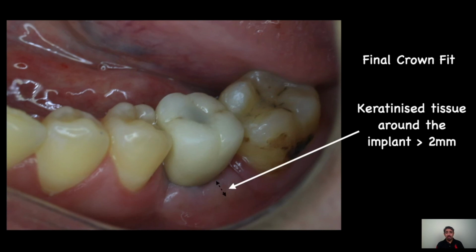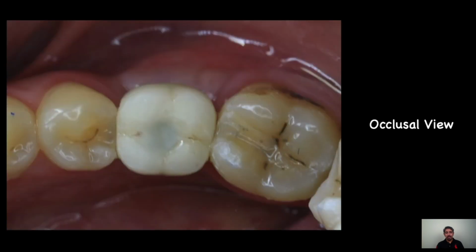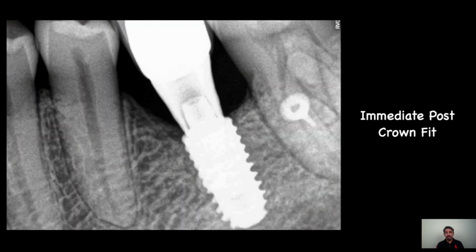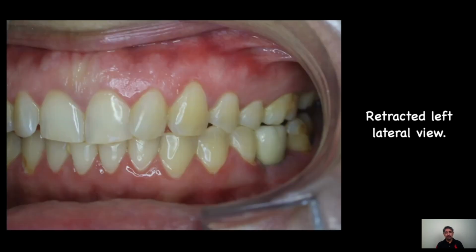This is what it looks like, and it actually shows a good amount of keratinized tissue around the implant, which is now more than 2 millimeters, thus achieving the objective that we had at the start of the treatment. That's the occlusal view and the immediate periapical radiograph at the time of the fitting of the crown.